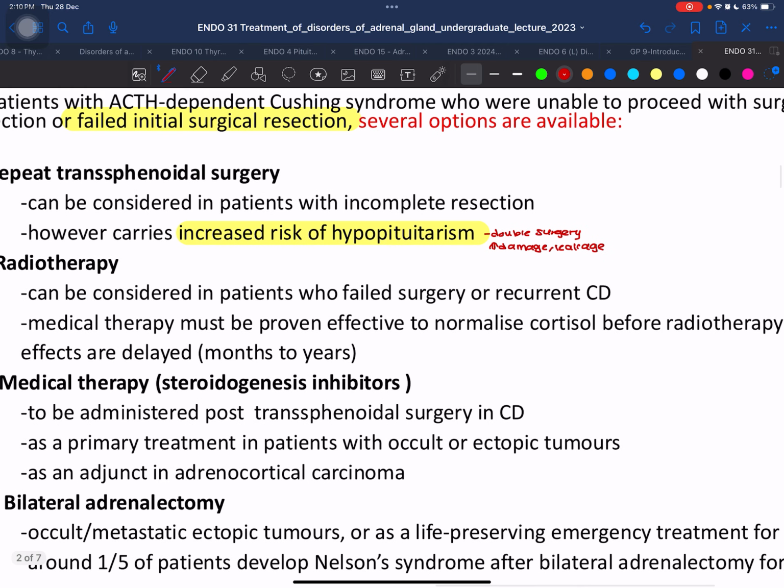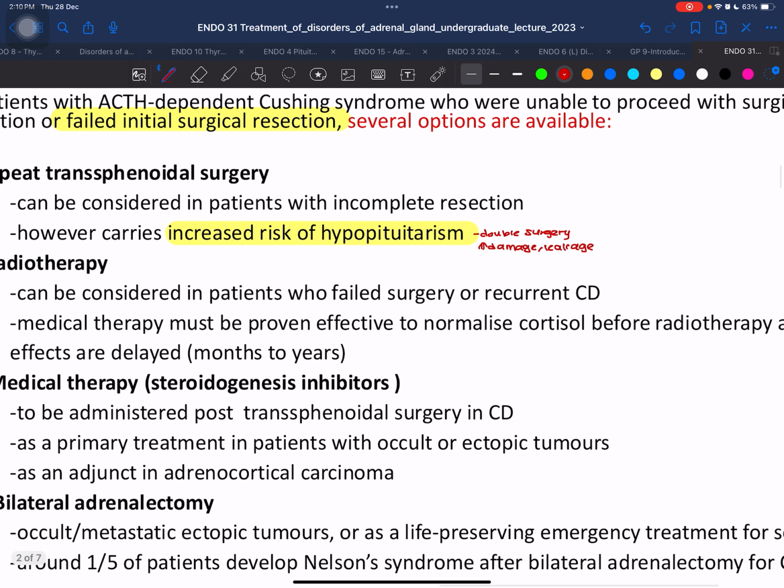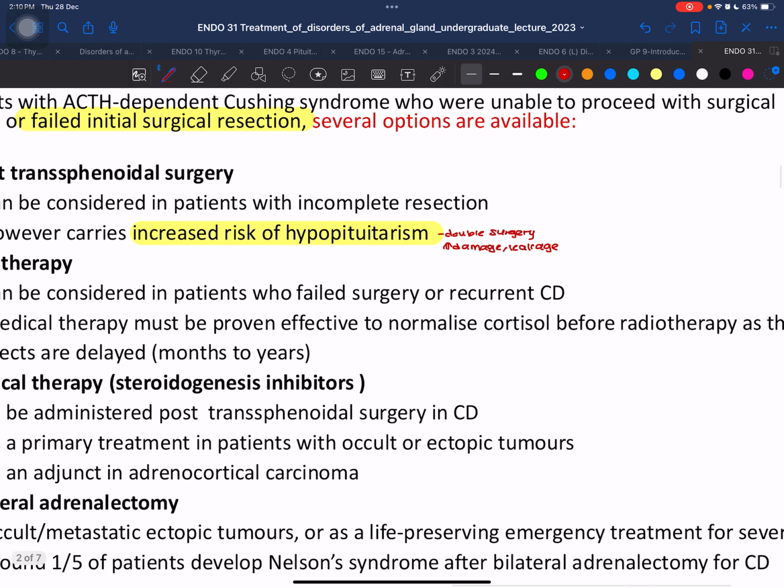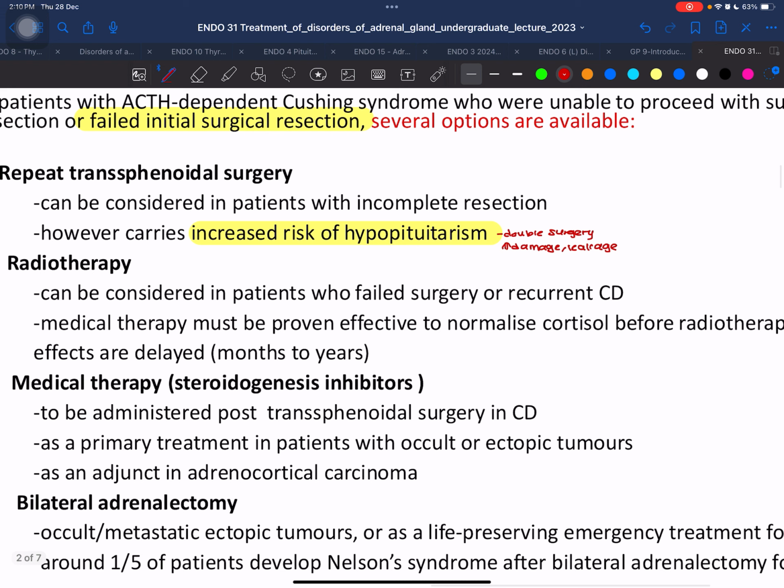But medical therapy must be proven effective to normalize cortisol before radiotherapy as the effects are delayed. Okay, so radiotherapy effects are not, oh, you are doing radiotherapy today, the next day you are fine. It's not as such. The effect takes months to years. So you must have concurrent treatment at the same time while awaiting the outcomes from the radiotherapy. Okay? Medical therapy can also be given.